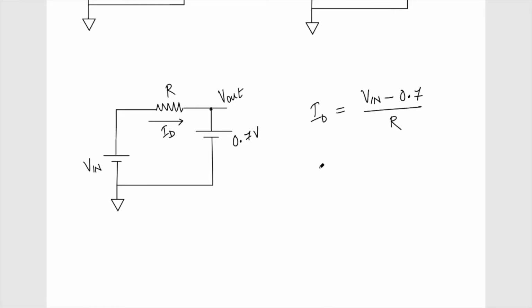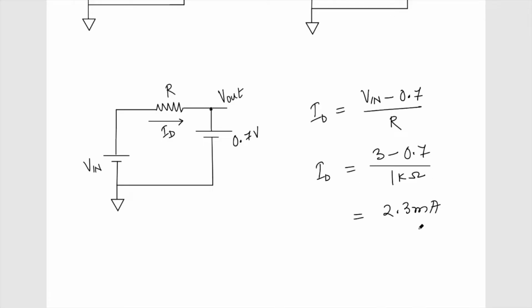So let's consider an example. Suppose my R is 1 kilo ohms and V in is maybe 3 volts. So it is (3 minus 0.7) divided by 1 kilo ohm, which is 2.3 milliampere.